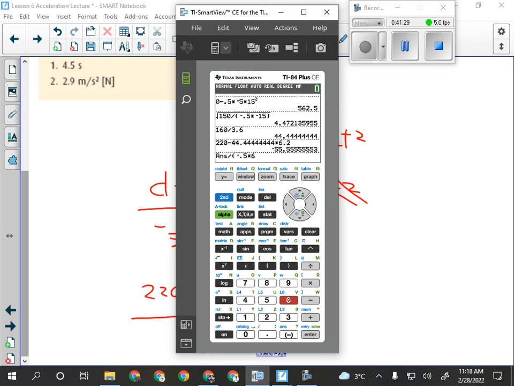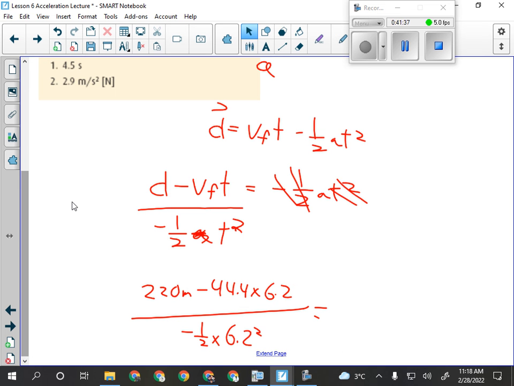Times 6.2 squared. Okay, so I'm getting 2.9 meters per second squared as my acceleration. And it's going to be positive because it's forwards. Okay, everybody all right with that?